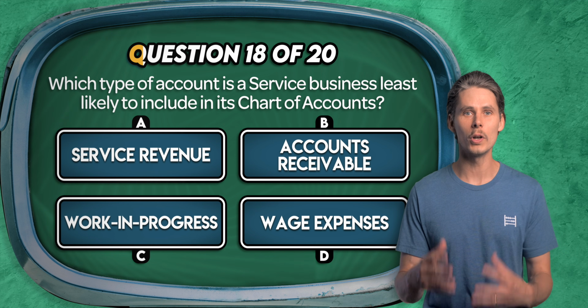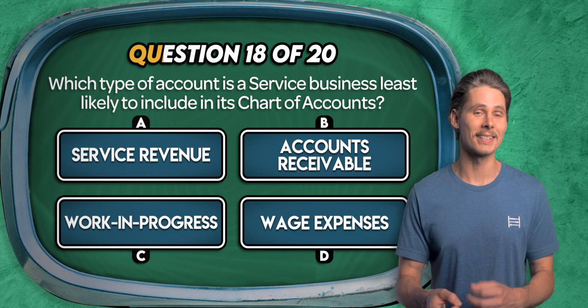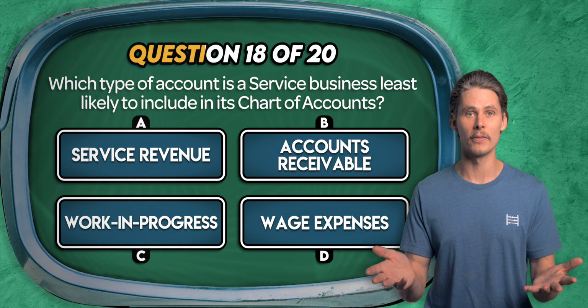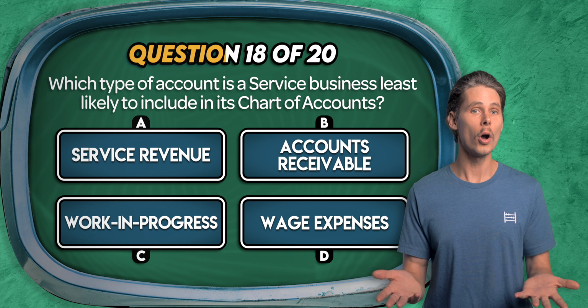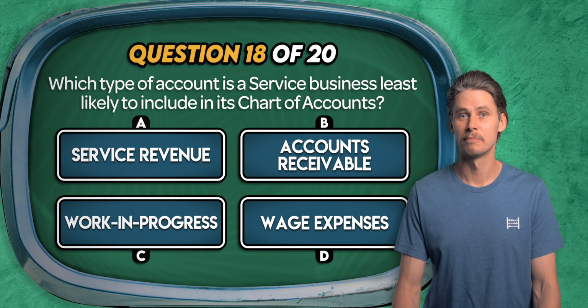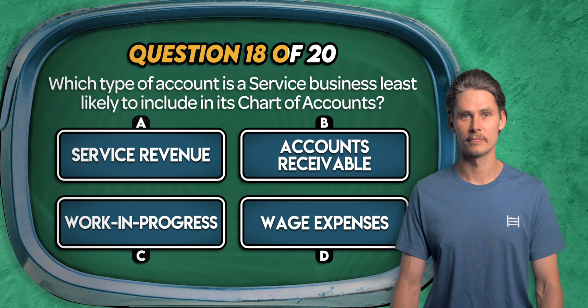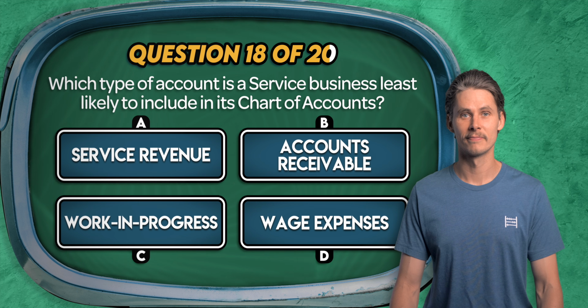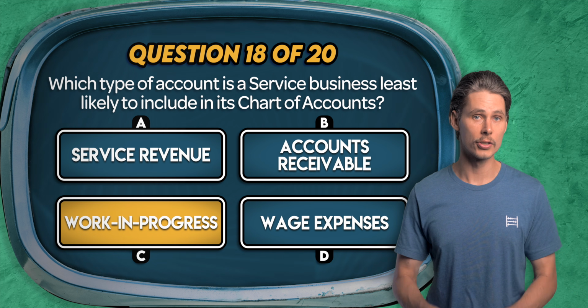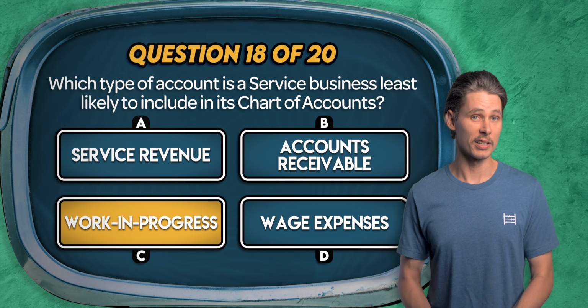Question 18. Which type of account is a service business least likely to include in its chart of accounts? Is it service revenue, accounts receivable, work in progress, or wage expenses? C again. Service businesses don't produce physical goods, so they don't use a work in progress account.